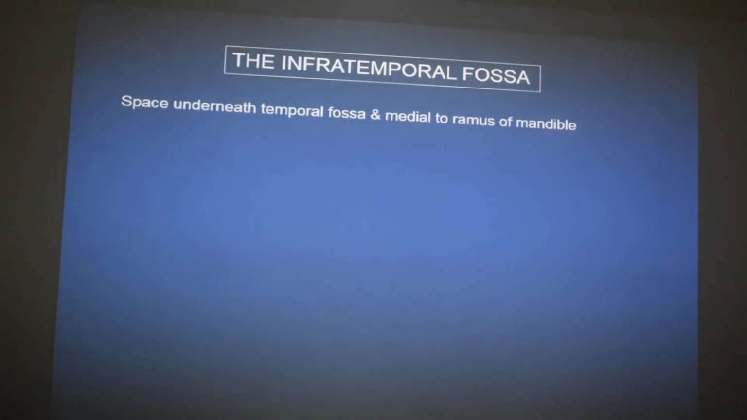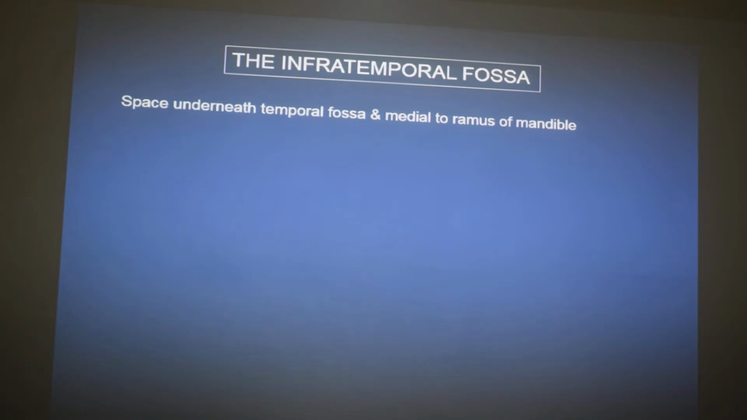Okay. So now we are going to talk about the infratemporal fossa, the space underneath the temporal fossa and medial to the ramus of the mandible. So the ramus of the mandible, if we take it out, we are entering into the space which is called the infratemporal fossa. And it is also communicating with the temporal fossa through the space between the zygomatic arch and the skull. You take the ramus of the mandible out, you are basically entering into the infratemporal fossa.